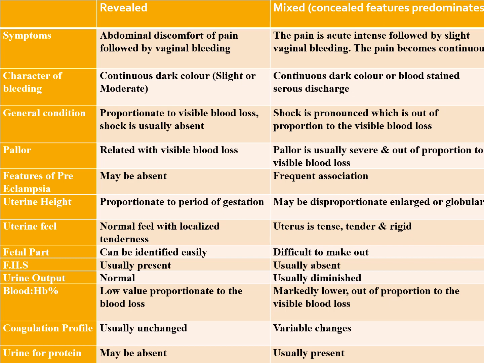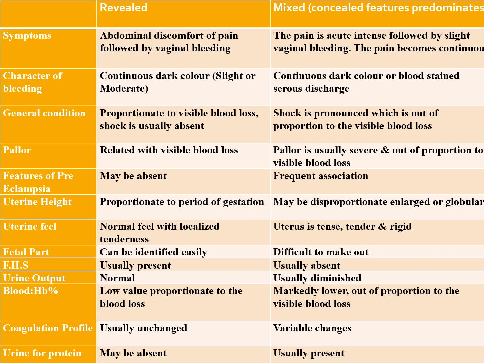Now if you look at the general condition of the patient in revealed type of abruptio placenta, the general condition of the patient is proportionate to the visible loss of blood. That means if she is having so much blood loss, you can see that the patient's condition is similar to the amount of blood loss.